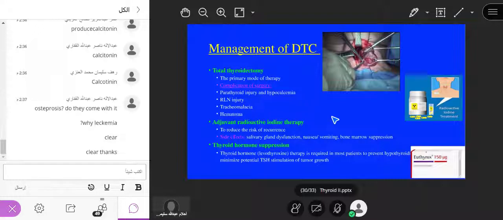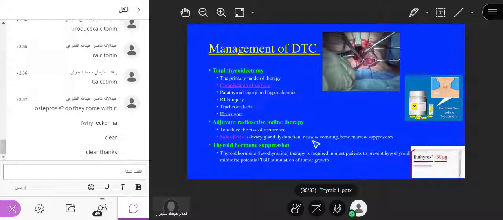Adjuvant radioactive iodine therapy. Once they take the thyroid out, we give radioactive iodine, the same iodine we use for Graves' disease, but in much higher doses in thyroid cancer. The main purpose is to reduce the risk of recurrence. It's not treatment, it's just to reduce the risk of recurrence and ablate any thyroid tissue left. Since we are using a higher dose, there will be higher side effects, like salivary gland dysfunction. Mainly they feel dryness of the mouth. It goes away over time.